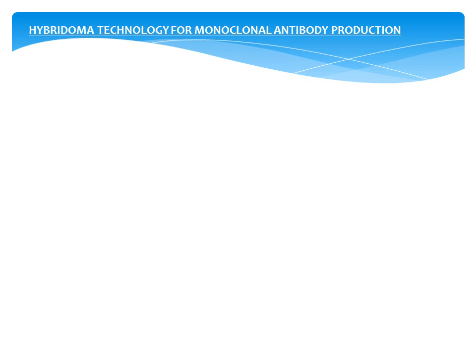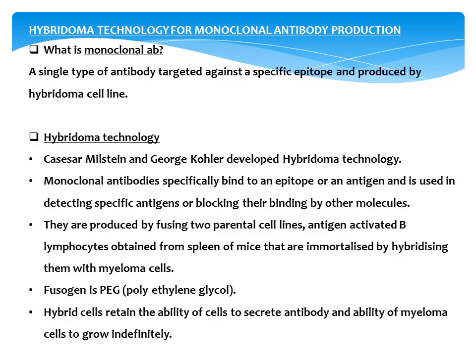Hybridoma technology for monoclonal antibody production, which is a very important topic. What is a monoclonal antibody? It's a single type of antibody targeted against a specific epitope, and it is produced by a hybridoma cell line. Cesar Milstein and George Kohler developed this hybridoma technology. They specifically bind to an epitope which is present on the surface of the antigen, or to the antigen itself, and are used in detecting these specific antigens.